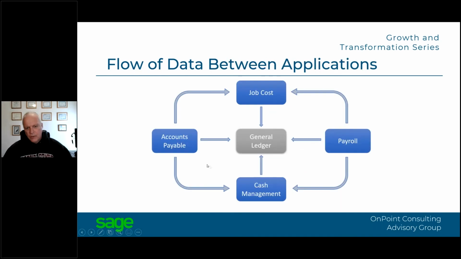I think we're all familiar with this. We saw this when we first implemented Sage Timberline, but it's talking about what modules send transactions where. The one thing I want to mention is that GL only receives information. It does not send it out anywhere else in Sage. It just gets information from the other modules.